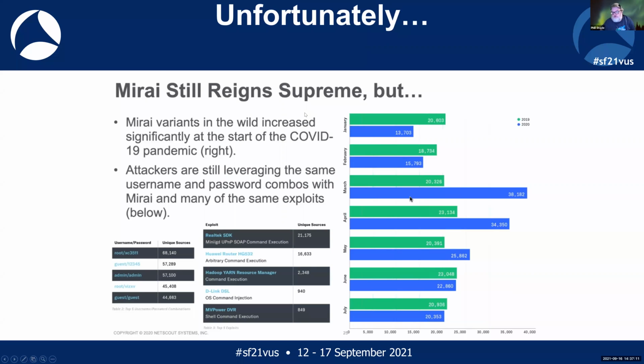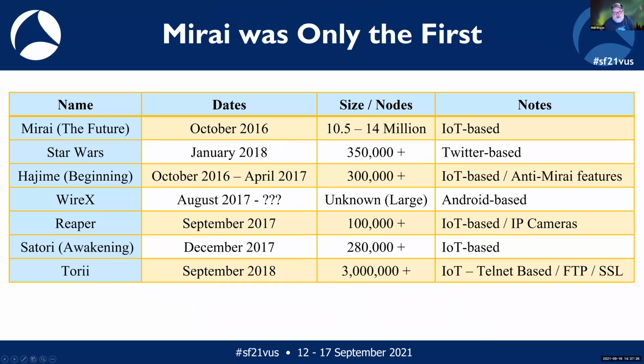So Mirai, it's still out there, variations of it. The source code was released, so there are some variations you can see. The 2019 is the green, the 2020 is the blue. And you can see some of the things the new variations are attacking. And then we have these.